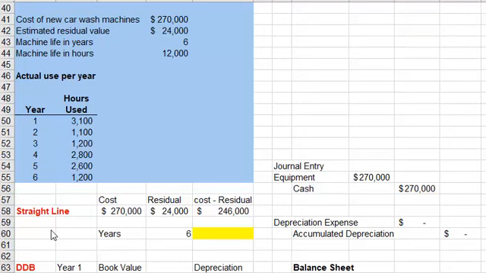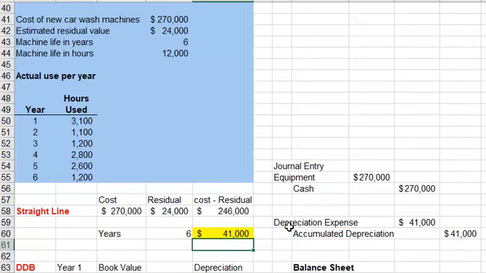Straight line traditionally is the easiest way to depreciate a fixed asset. What we're going to do here is we're going to take the full cost, $270,000. We are going to subtract out the residual value to get us the cost minus residual value of $246,000. Then we're going to take the number of years, in this case 6, and we are going to divide the cost less residual divided by the years. That is going to give us straight line depreciation for each of the 6 years of $41,000.